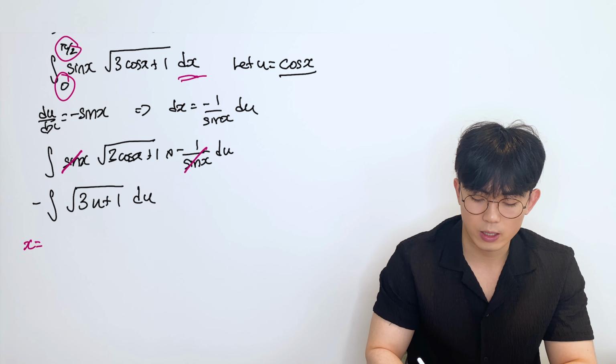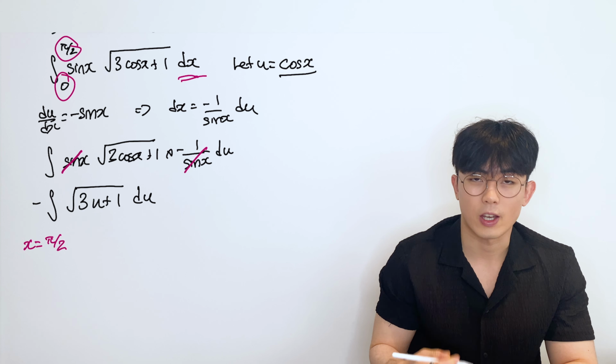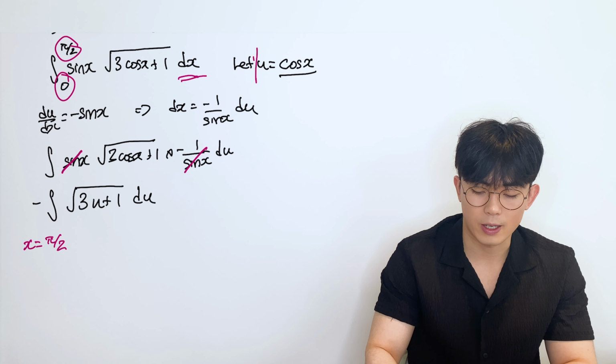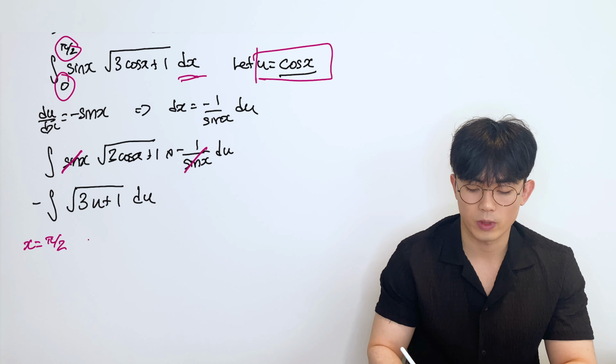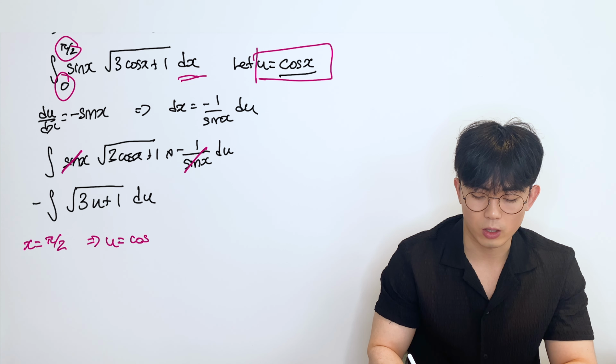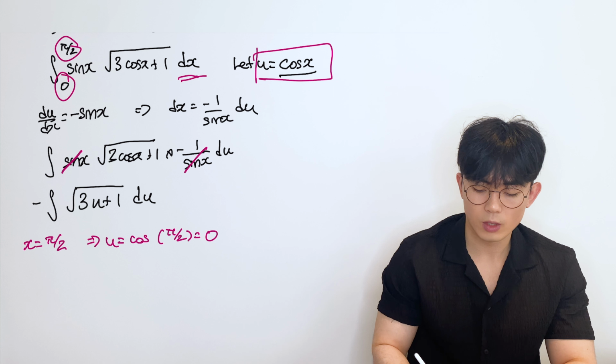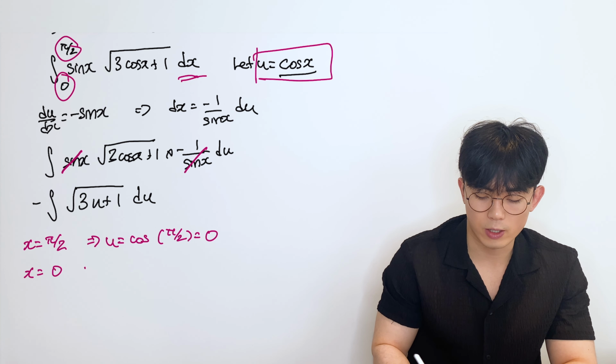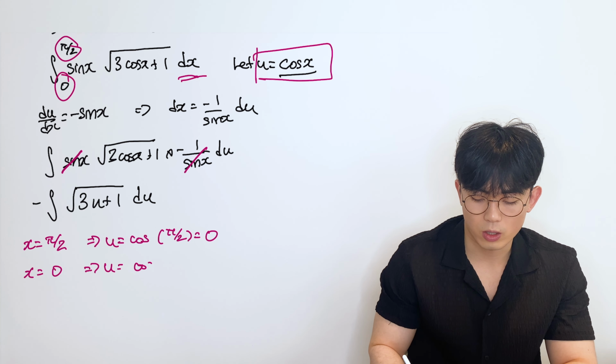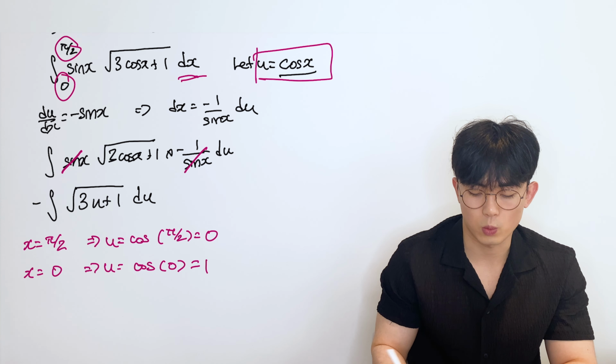So let's say x is pi over 2. So I need to find the u limit. All I need to do is just plug it into our u substitution. So therefore, u is going to be cos pi over 2, which is equal to 0. The lower limit is x is equal to 0. So therefore, u is equal to cos 0, which gives us 1.